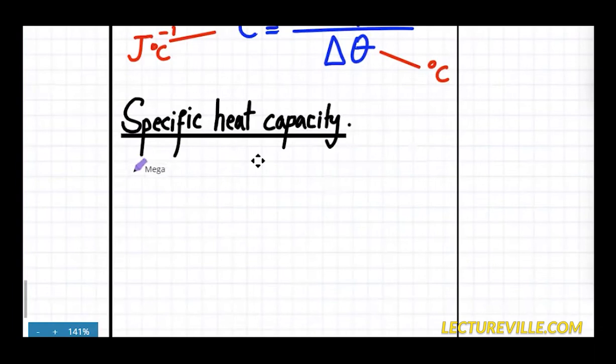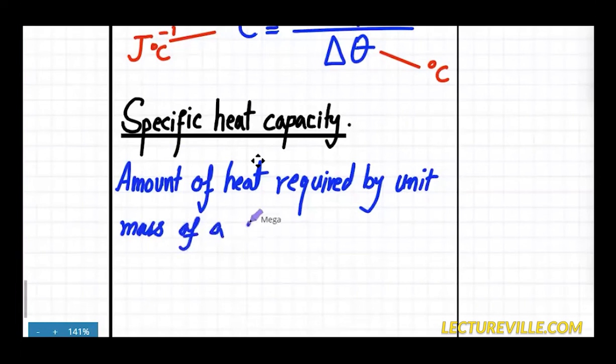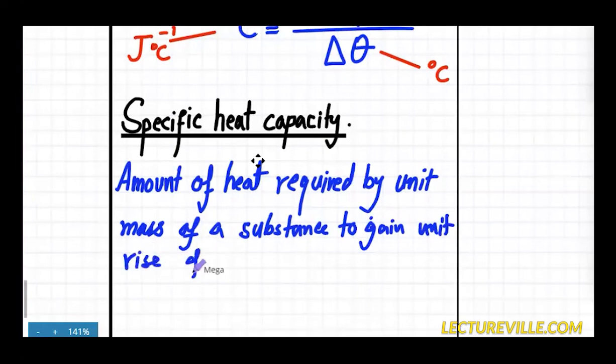Now, specific heat capacity is amount of heat required by unit mass of a substance to gain unit rise of temperature. Okay.